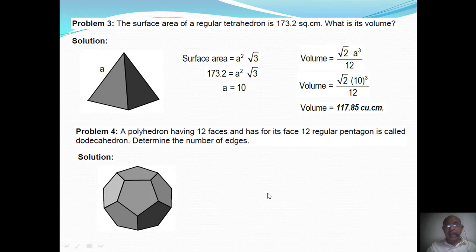So we have the formula. The number of edges, E, is equal to n times F over 2, where n is the number of sides of the face. So for a pentagon, we have 5. And the number of faces of the polyhedron is 12. So this is 5 times 12 over 2, and that is equal to 30 edges. Okay, so that is about regular polyhedrons. Okay. So next topic, we have here a prism.